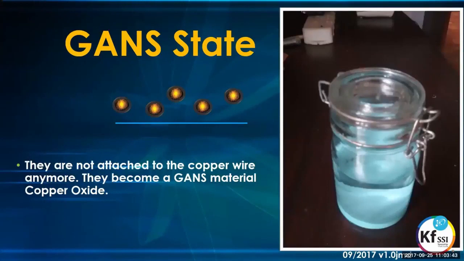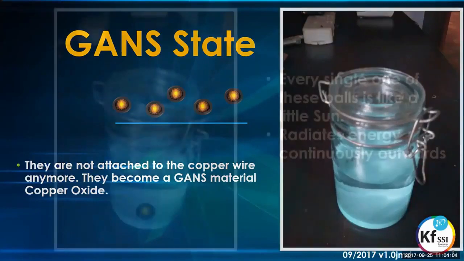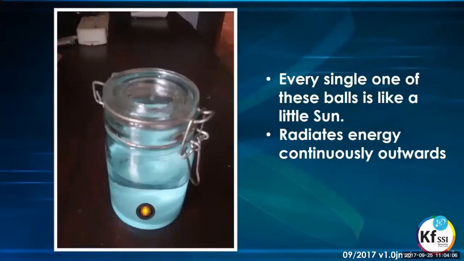You're looking at a picture of the jar. There are billions of tiny little particles that have made their GANS already. Each one of those tiny little GANSes is now independent, not attached to anything anymore. If you view every single one of these little balls, it is like a little sun, radiating energy continuously outward and receiving energy coming in.